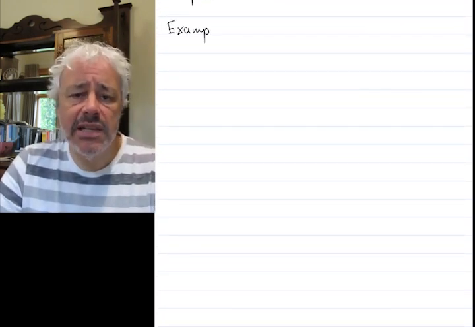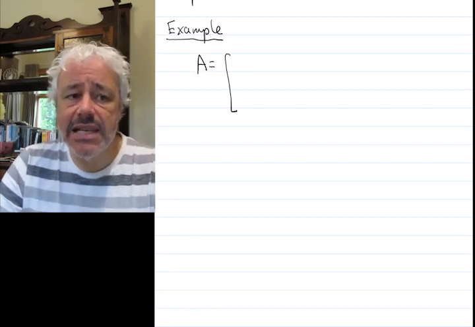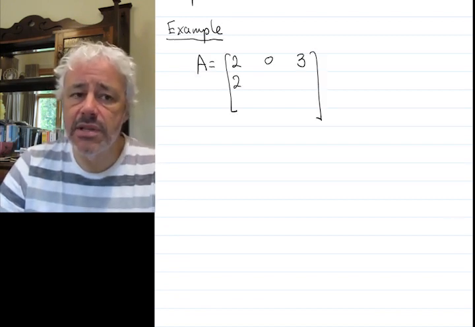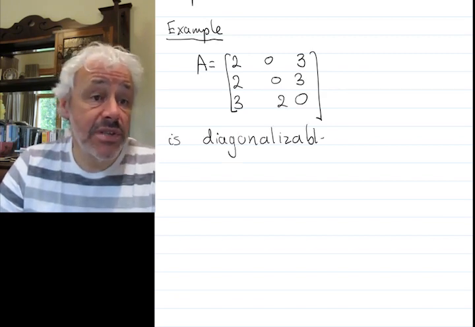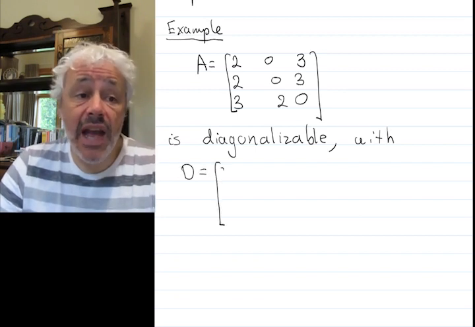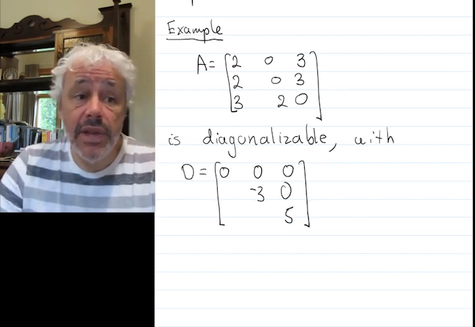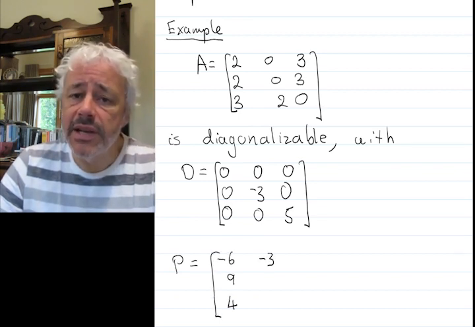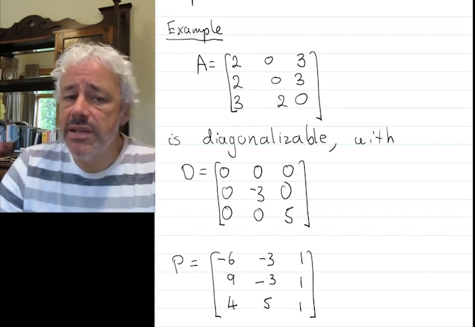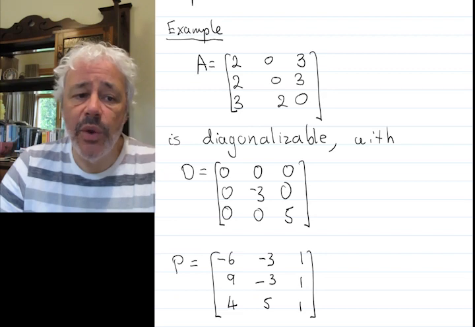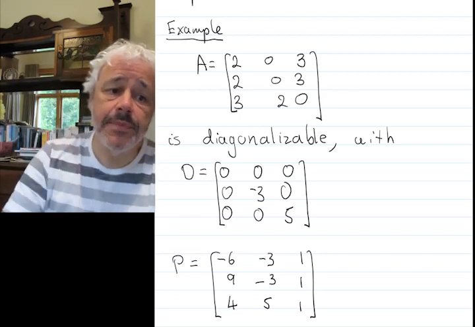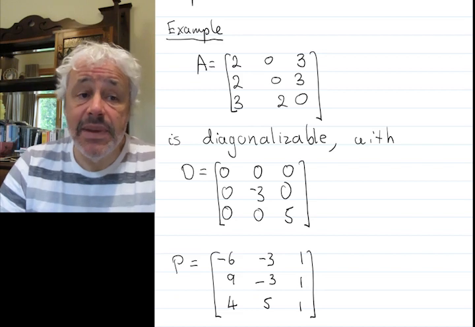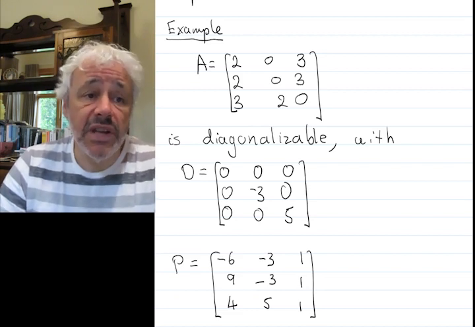I'll do the matrix I did in the last lesson. So matrix A is 2, 0, 3, 2, 0, 3, 3, 2, 0. We found the eigenvalues last time. They were 0, negative 3, and 5. And we found the eigenvectors. The eigenvector for 0 was minus 6, 9, 4. The eigenvector for eigenvalue negative 3 was negative 3, negative 3, 5. The eigenvector for eigenvalue 5 was 1, 1, 1. So I just stack those into the columns of P. Those three vectors are linearly independent, and we're done. We've diagonalized the matrix.